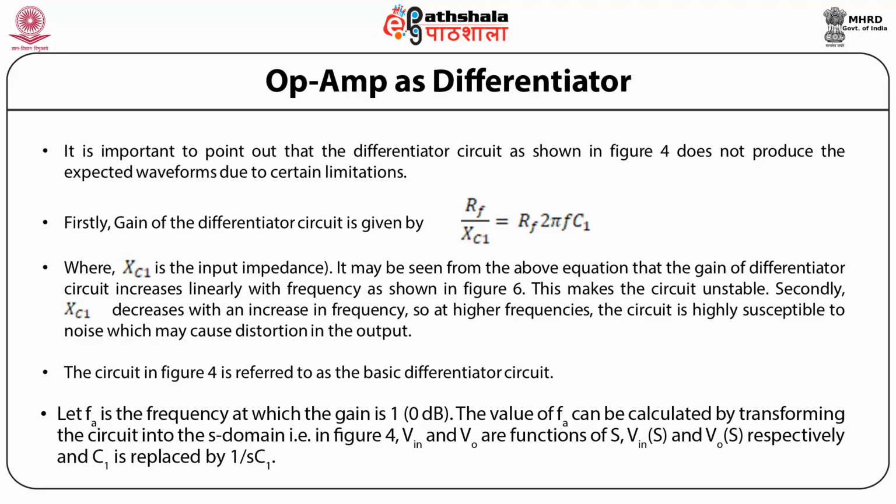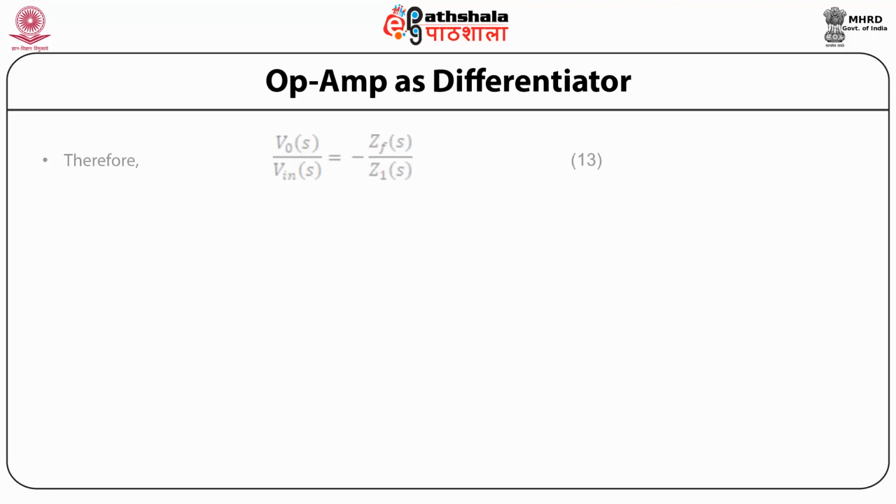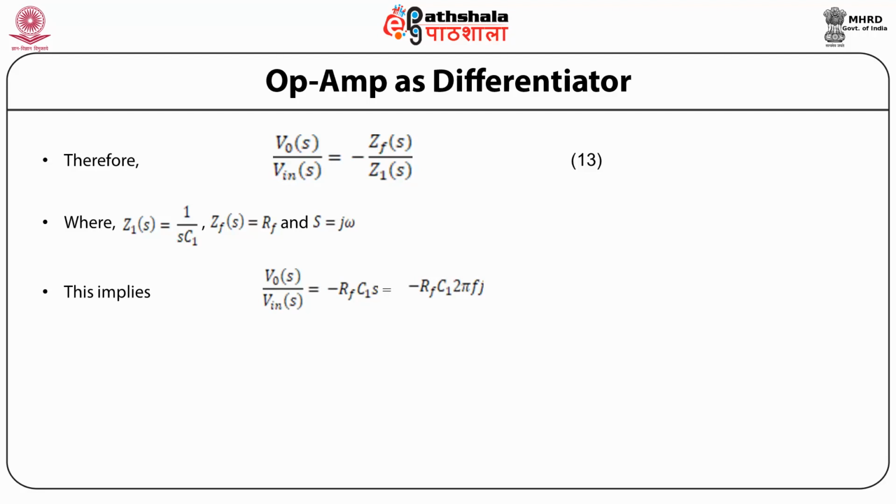That is, in figure 4, Vin and V0 are now functions of S, Vin of S and V0 of S respectively, and C1 is replaced by 1 divided by SC1. Therefore, V0 of S divided by Vin of S is equal to minus Zf of S divided by Z1 of S, where Z1 of S is equal to 1 divided by SC1, Zf of S is equal to Rf, and S is equal to j omega. This implies V0 of S divided by Vin of S is equal to minus Rf C1 S, which is also equal to minus Rf C1 into 2 pi F j.